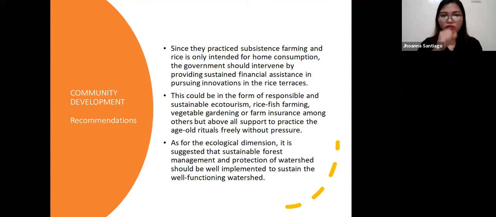So for the community development recommendation, since they practice subsistence farming, or they use the produce or the rice for home consumption, the government should intervene by providing sustained financial assistance in pursuing innovations in the rice terraces. So most of them are abandoning their rice terraces, so the government should intervene to preserve and conserve our cultural heritage. Another recommendation could be in the form of responsible and sustainable ecotourism. I mean responsible and sustainable because we saw the impact of tourism in Banaue rice terraces. So it should be responsible and sustainable.